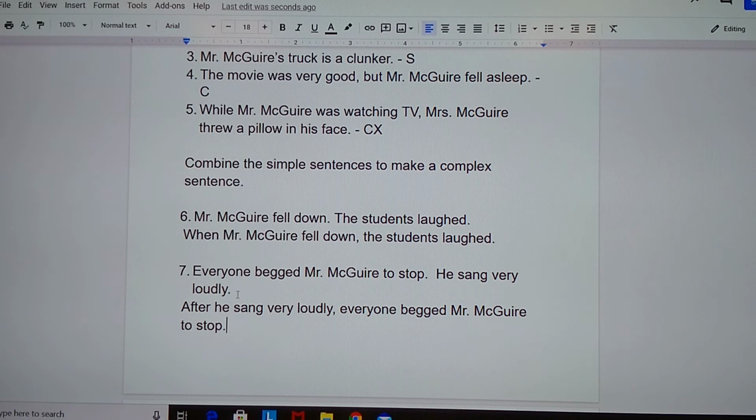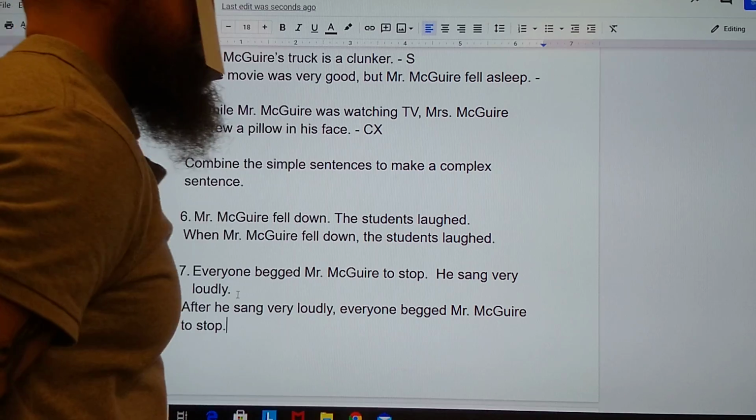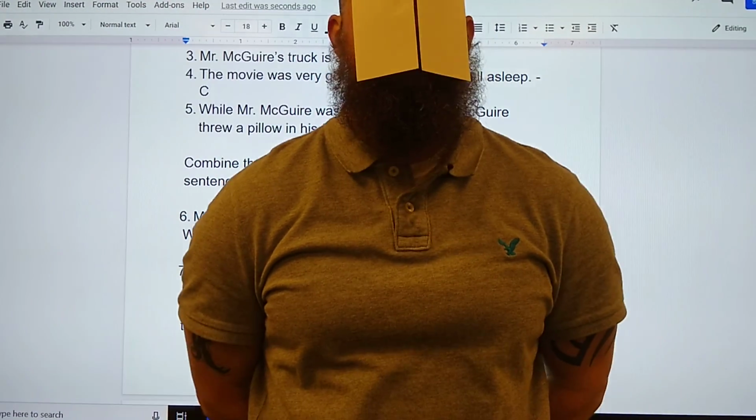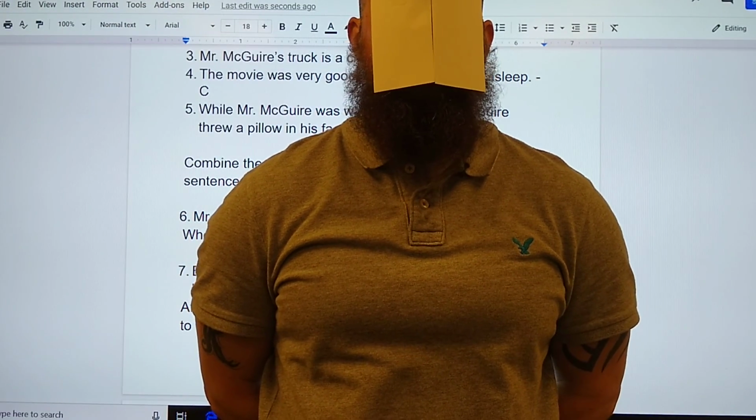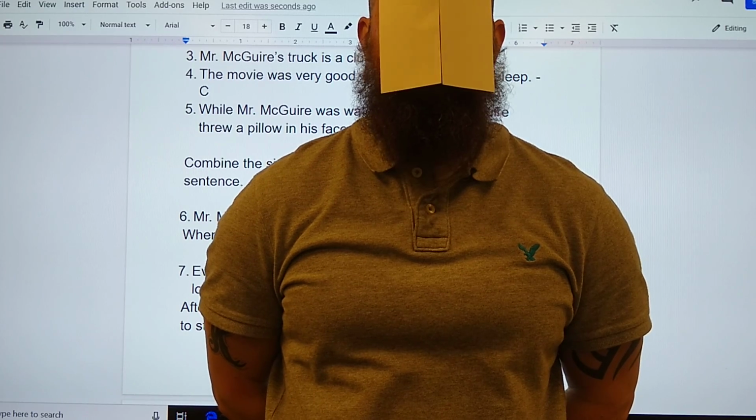So there you have it. Another beautiful practice for complex sentences. Now make sure you get it all done when you go do yours. So, get busy, get it done, get it right, and learn something.